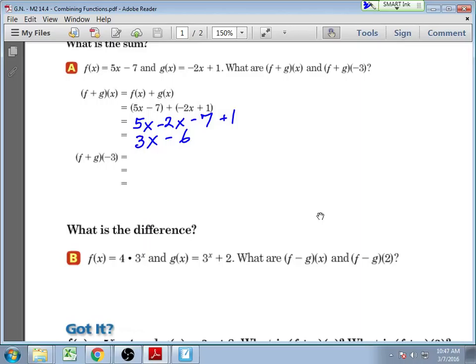Now when we have an input, we just plug that input in for the x. So please plug in the input for the x if you haven't yet.